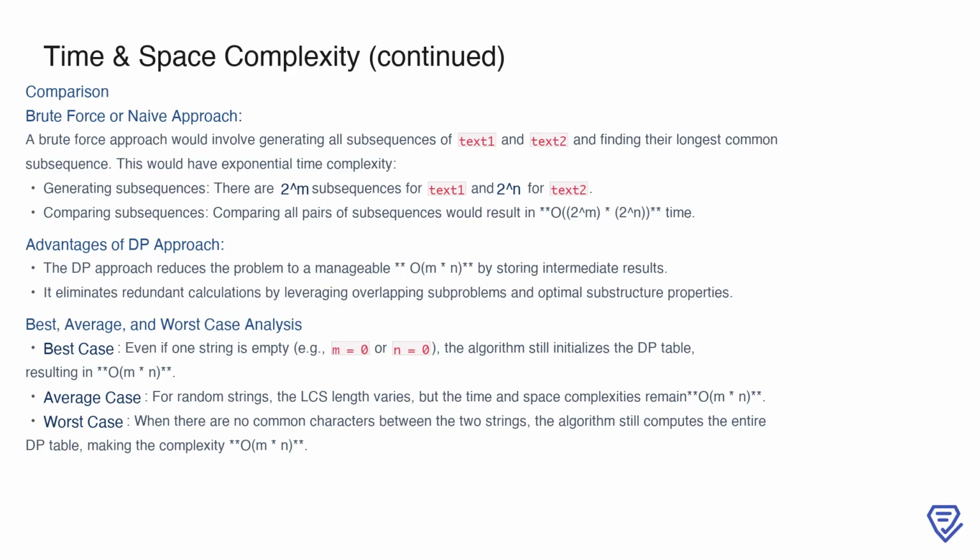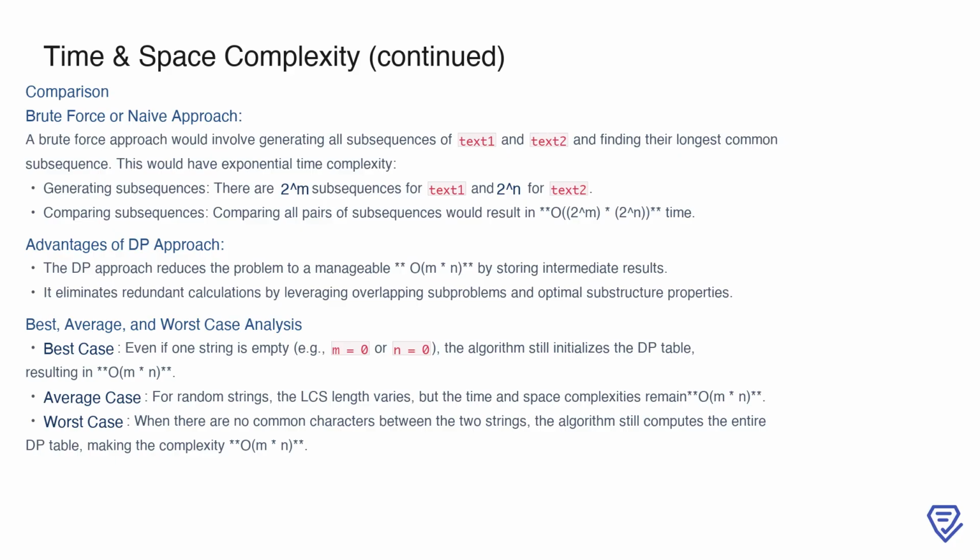A brute force approach to solving the longest common subsequence problem would involve generating all possible subsequences for both strings and comparing them to find the longest match. However, this becomes computationally infeasible as the number of subsequences grows exponentially. Specifically, there are 2^m subsequences for text1 and 2^n for text2, so comparing all pairs results in a time complexity of 2^m * 2^n. In contrast, the dynamic programming approach reduces this to O(m*n) by breaking the problem into smaller subproblems and storing intermediate results. This eliminates redundant calculations and makes the solution practical for larger inputs.